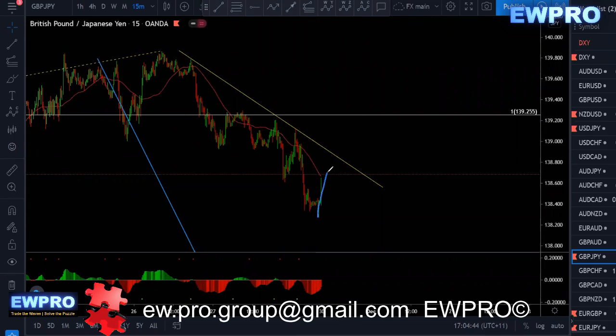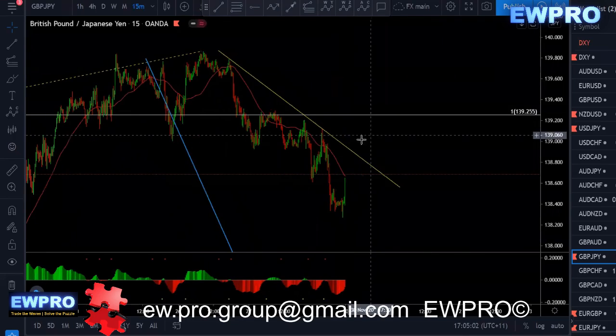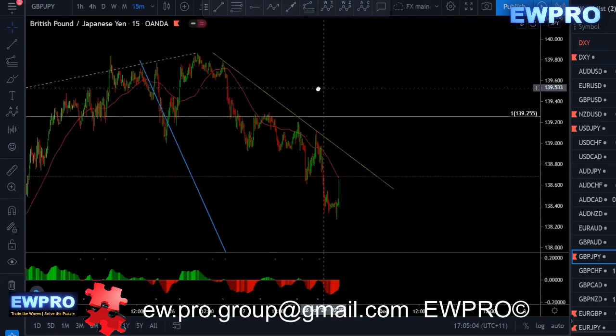Hopefully this does go up here, gives us a cross, and then comes down and gives us that bullish divergence, and then look for the trend line break, bull flag, correction, and look for that buy. Yeah, that's what I'd be looking for at this stage.